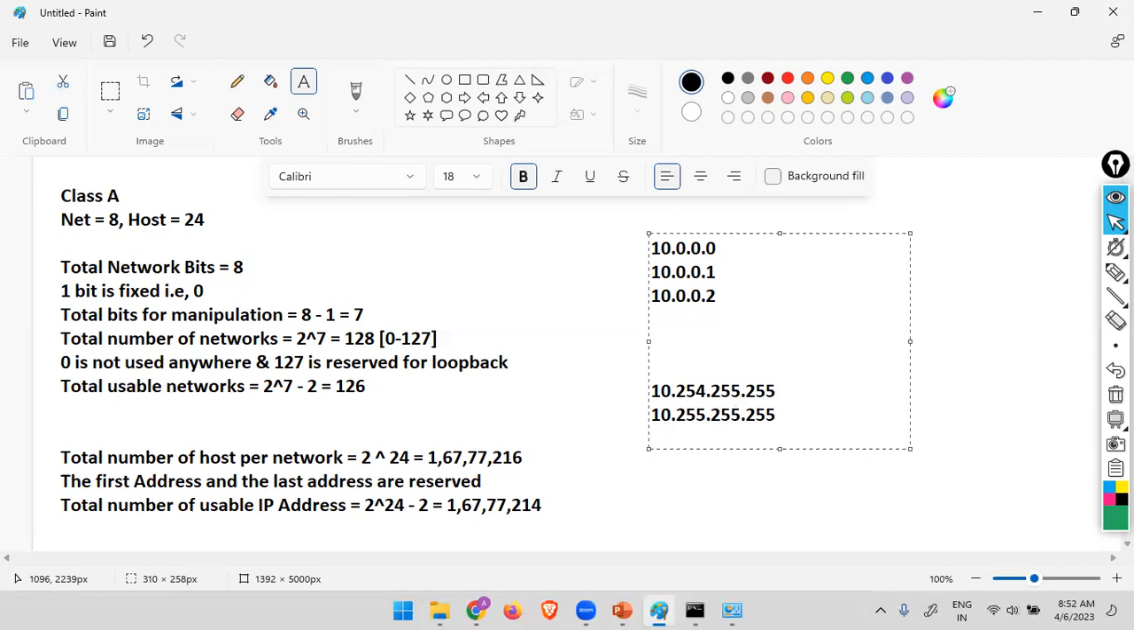So, our address is 10.0.0.0. Should we change the first zero or the last one? I mean, from the left side or the right side? You're saying this one, from this one or that one? The fourth octet, always the fourth octet, then the third octet, then the second, then the first. Okay.